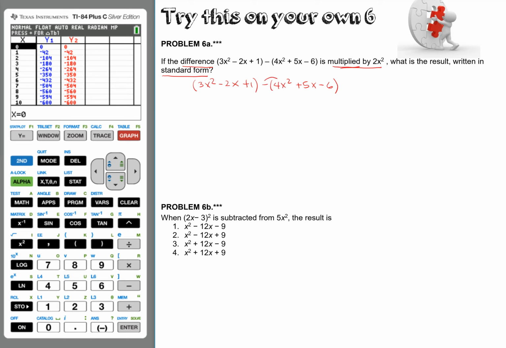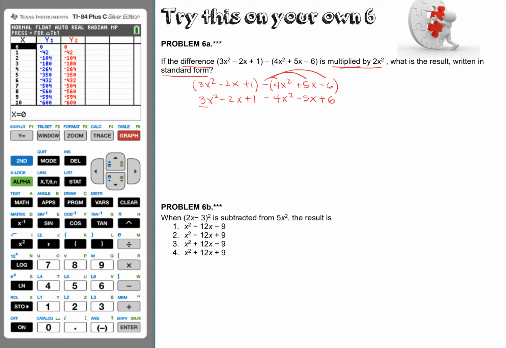So let's distribute this. It changes the signs of the terms inside the grouping symbols. You have here minus 4x squared minus 5x, and this one is plus 6. The first group has no changes in the signs of the terms since there's no subtraction before that. So this one I will just copy: 3x squared minus 2x plus 1. Then try to combine like terms.